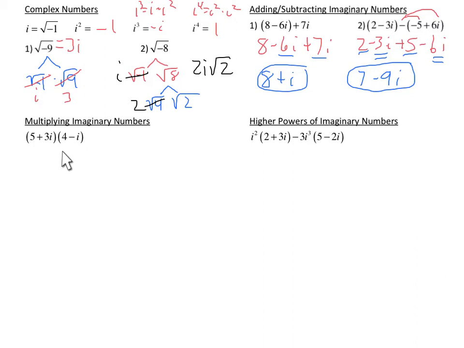So to multiply 2 imaginaries, all we're going to do is FOIL it, or use the box. That's all we're really doing here. It's just like a basic FOIL problem. So I'm going to go 5 times 4, and then 5 times negative i. So 5 times 4 is 20, and 5 times negative i is negative 5i. Okay? And then I'm going to multiply 3i times 4. It gives me 12i. And 3i times negative i is negative 3i squared.